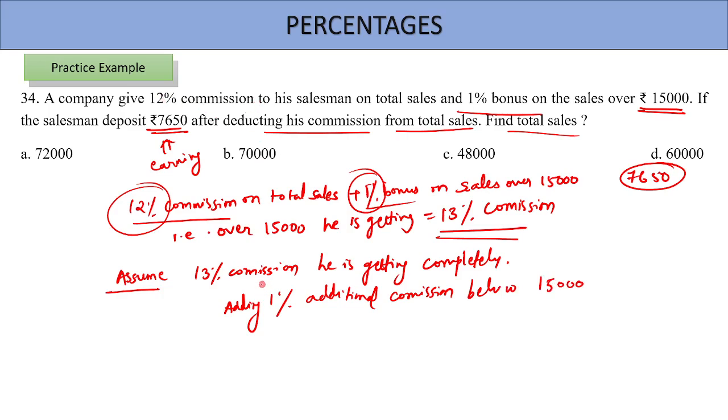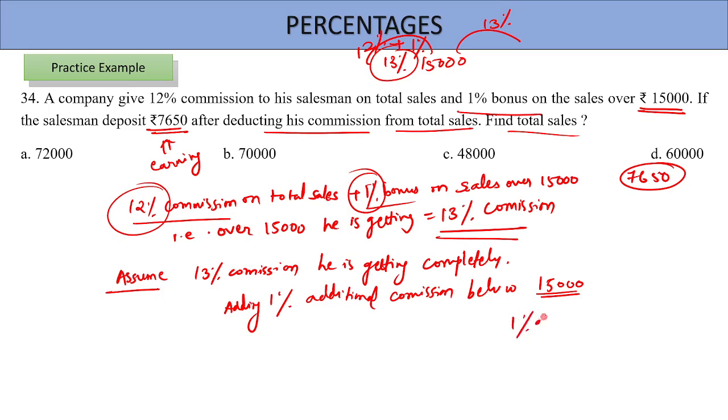I repeat, we will assume that 13% is the commission he is getting completely. Now, if he is getting 13% commission completely, what are we eventually doing? We are adding 1% additional commission, which is below 15,000. This is 15,000. Above it, he is getting 13 percentage. Below 15,000, he is getting initially 12 percentage. I am making this 13 percentage also. If I am making this 13 percentage, I am eventually adding 1 percentage. Correct? And this 1 percentage is of 15,000, below 15,000. That means a maximum of 15,000.